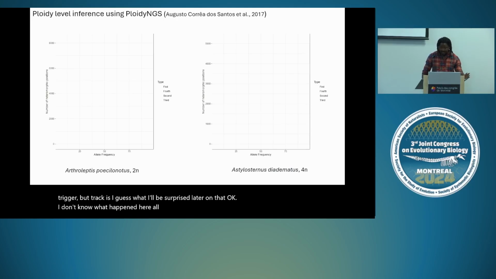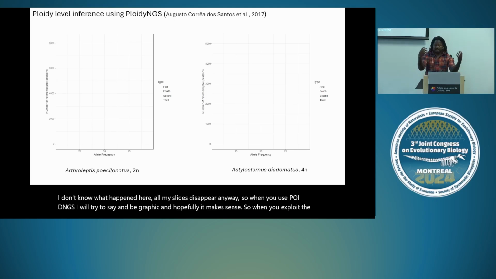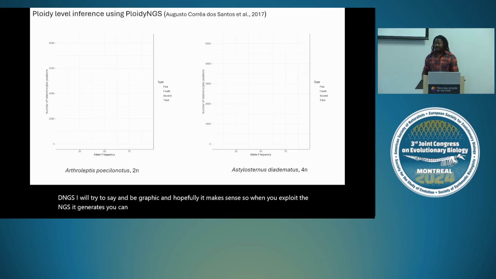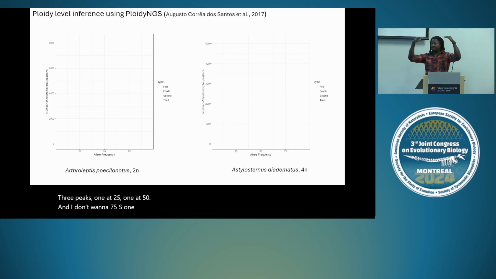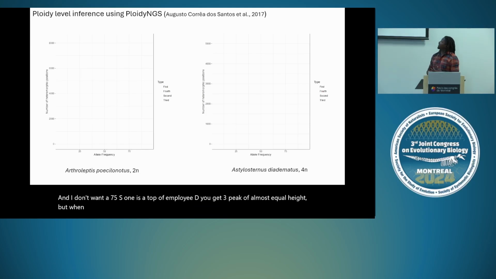Oh, my slides disappeared. Anyway, so when you use nQuire, I'll try to be graphic, and hopefully it makes sense. When you use it, you can apply a filtering to it, and it goes through the BAM file. If you have a diploid species, all your samples present just one peak in the middle. If you have a tetraploid species, you get 3 peaks, one at 25, one at 50, and another one at 75. In autopolyploidy, you get 3 peaks of almost equal height. But in a case of allopolyploidy, you get 3 smaller peaks on the outside and 1 giant peak in the middle.